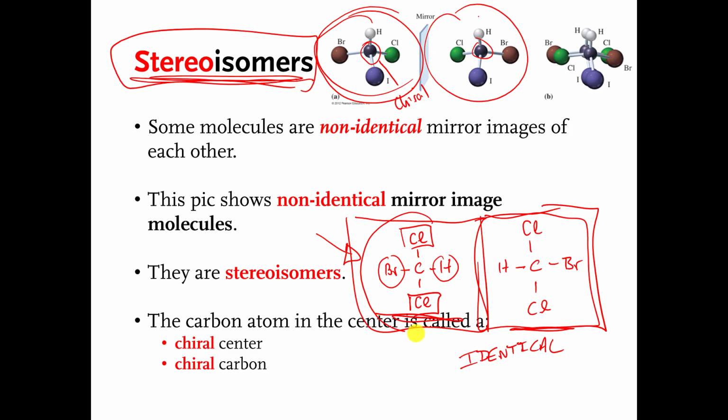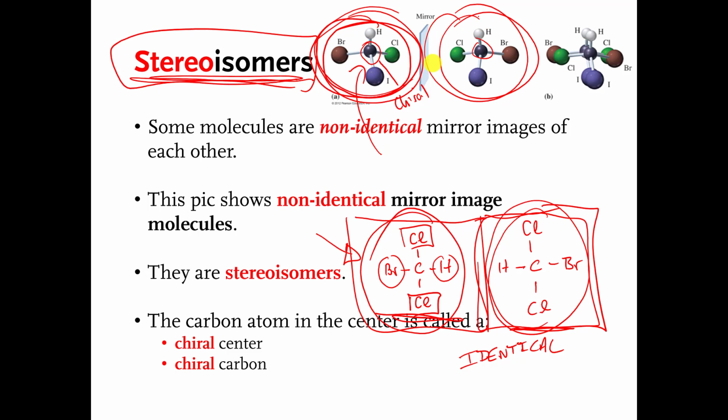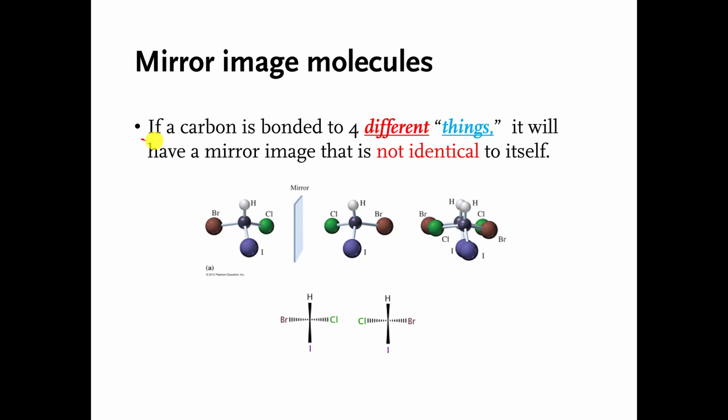So there are only 3 different things attached here. The thing that gives you a stereoisomer with organic molecules is you have to have 4 different things attached to a carbon in the center. And that's shown on the next slide. If the carbon is bonded to 4 different things, it will have a mirror image that's not identical to itself.